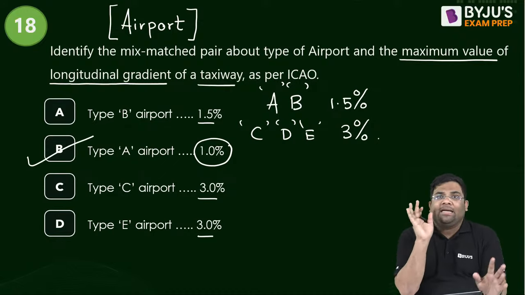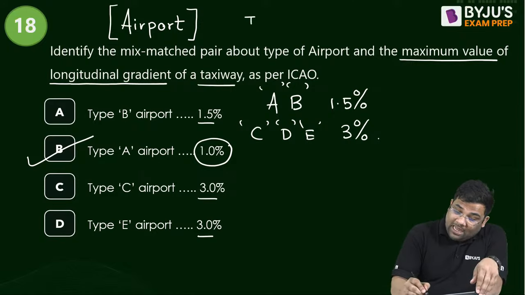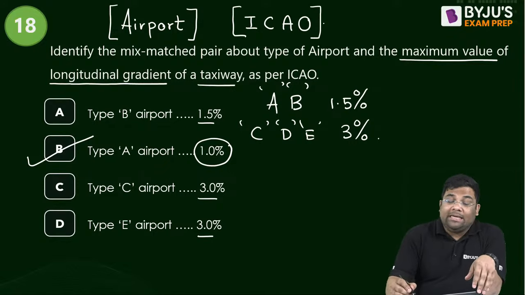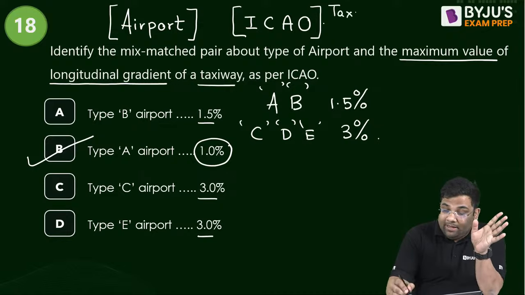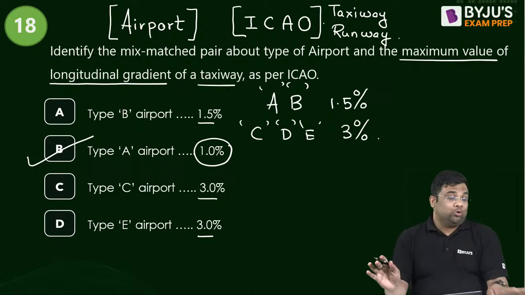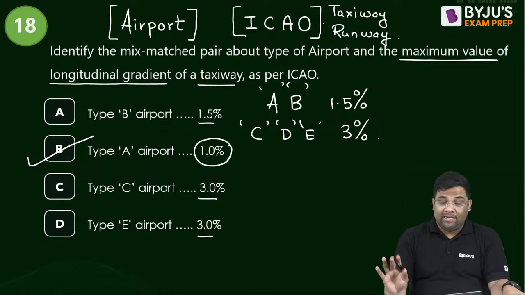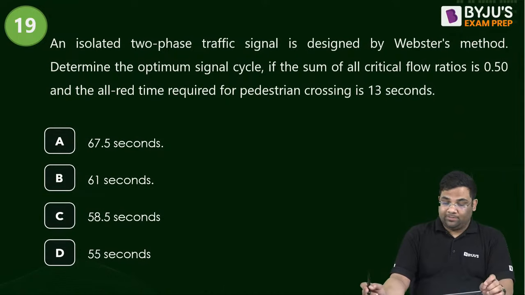Again, you can see this is a direct recommendation by ICAO, the International Civil Aviation Organization. The guidelines by the International Civil Aviation Organization for taxiway and runway, all these things you should know, because nowadays they're asking in GATE also, and in your PSU examination also, you should be a little aware of this.